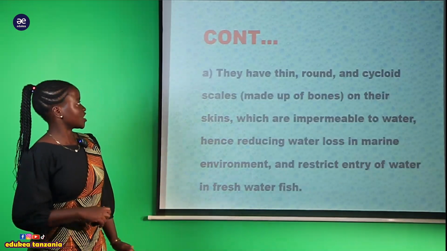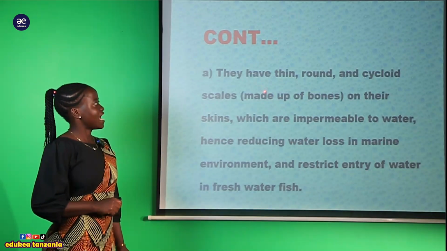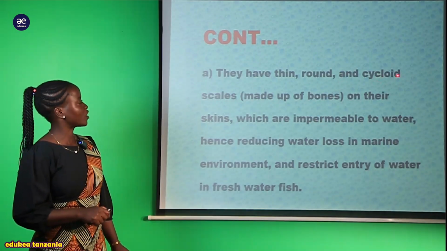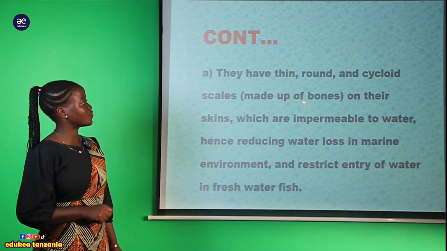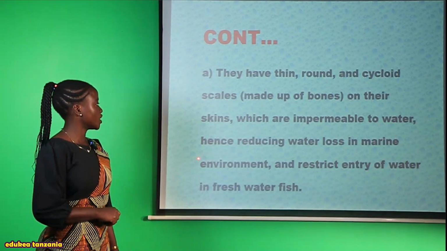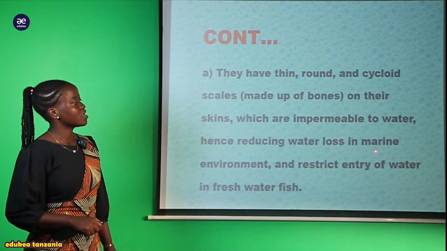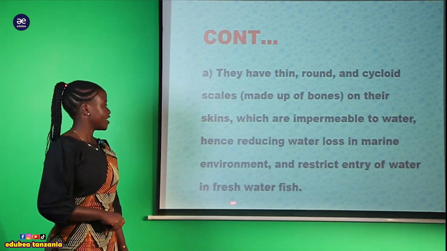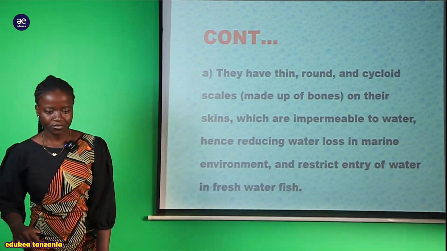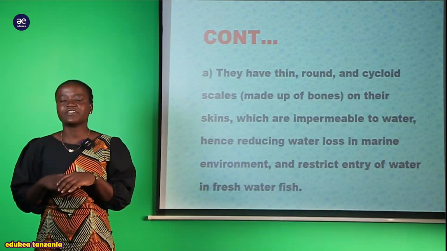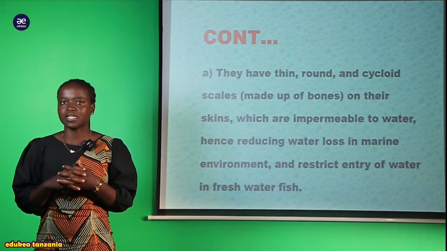Here, the first feature, my student, we are saying that they have thin, round, and cycloid scales made up of bone on their skin, which are impermeable to water, hence reducing water loss in the marine environment and restricting entry of water in the fresh water. So these organisms have various scales. They have different kinds of scales within their body.